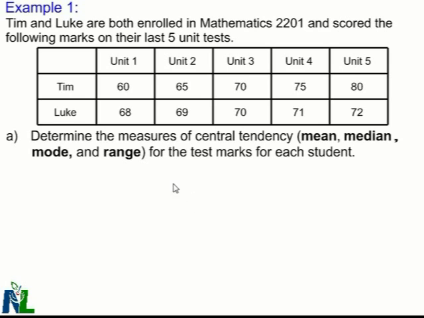Once we've read through the problem, we can see that we have two students, Tim and Luke, and we're given their test mark on 5 separate unit tests for Math 2201. And we need to determine the mean, median, mode, and range for each student and their test marks. So we'll start with Tim.